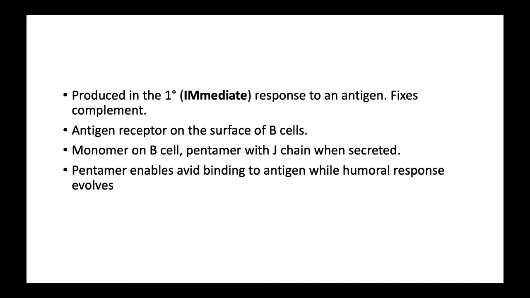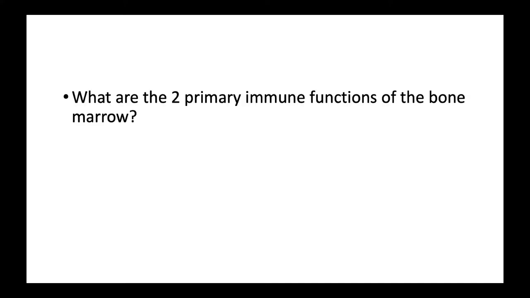This is one of the markers of B cell, and once it's secreted in the blood it can be a pentamer. So there are five immunoglobulin molecules joined with a J chain, and they are circulating in the blood, and that's why this is called a pentamer. If there are five immunoglobulins together, like a pentamer, it can bind many types of antigens, so they can avidly bind to antigen and act before the humoral response evolves, so before immunoglobulin G or others are secreted. It takes several days.